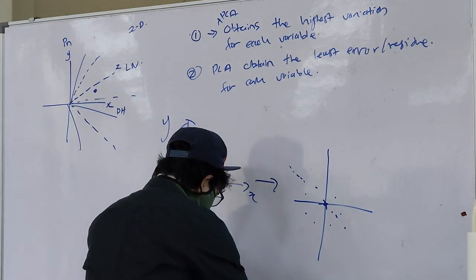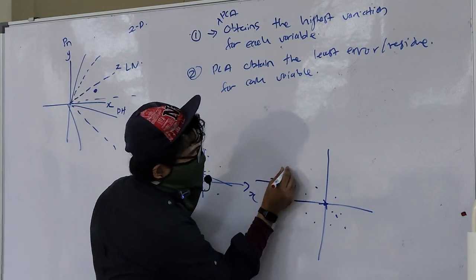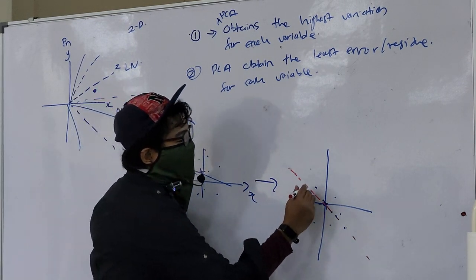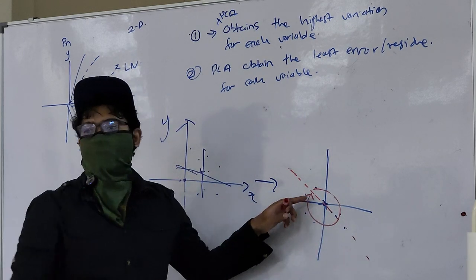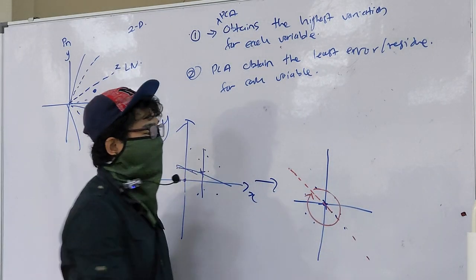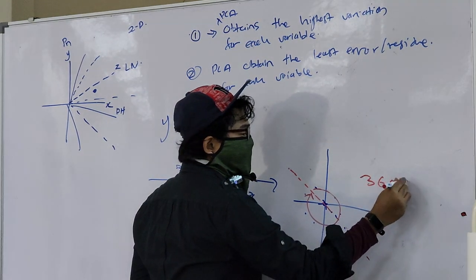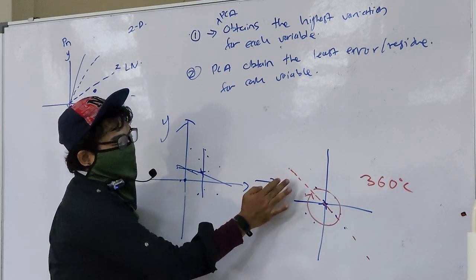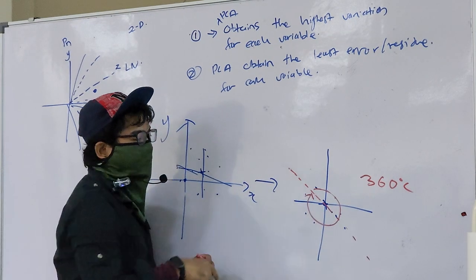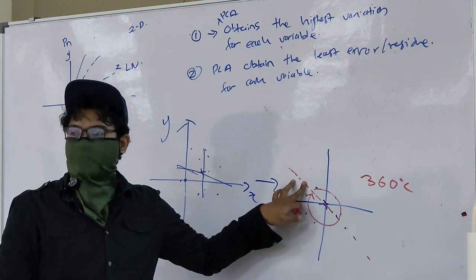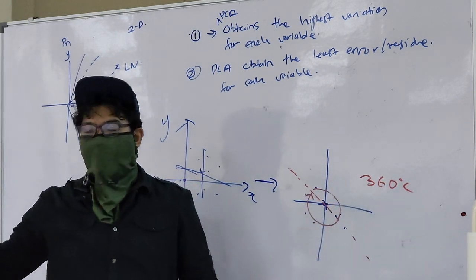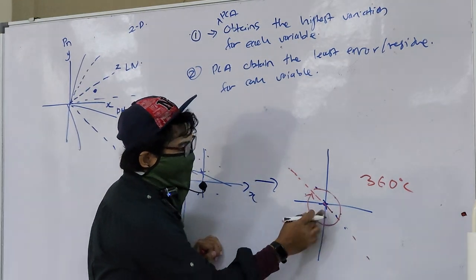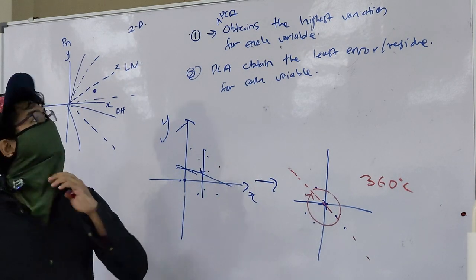So the best fit line can be like this. How many degrees can you have for a full circle? Try 360 or 365? 360. So PCA starts to make this best fit line at each degree. How does it decide to stop? How do you think? Yeah, it decides to stop when it has met one point that fulfills this.